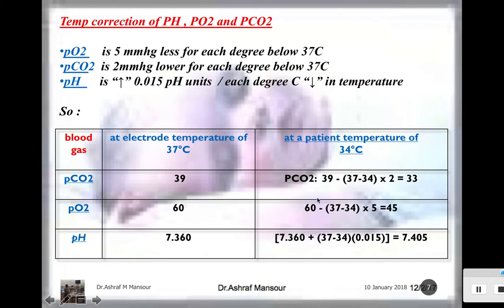So if you have a baby who has a temperature of 34 and is under cooling therapy, and the PCO2 is 39 and the pH is 7.36, which are normal, and the electrode temperature of the machine was 37. If we correct, the PCO2 of 39 will be 33, while the pH of 7.36 will be 7.4. So it is more towards the alkaline and more hypocarbia, which are, as we say, dangerous. So we have to take care when we have a baby on cooling therapy.